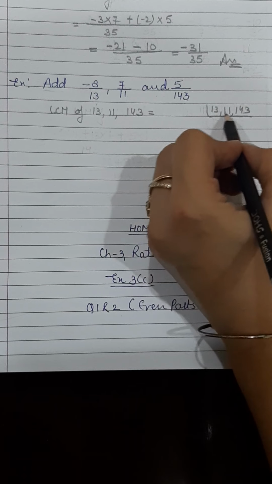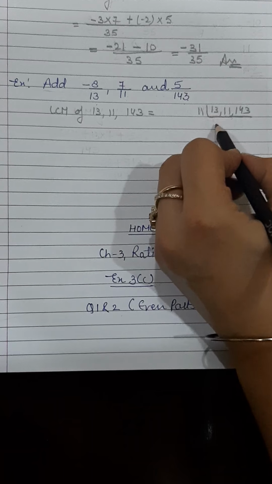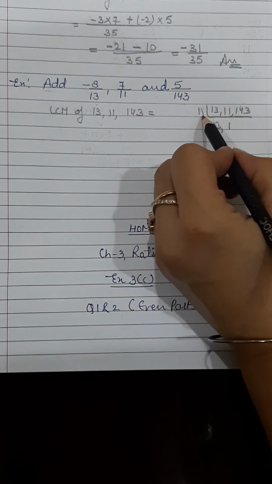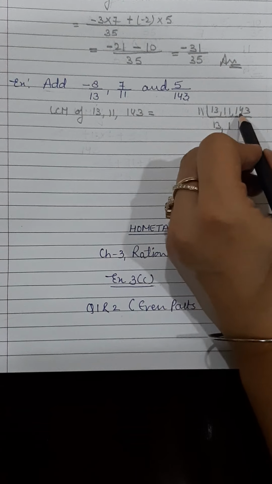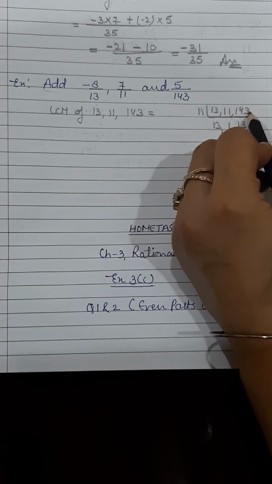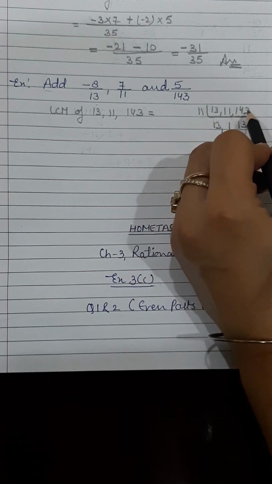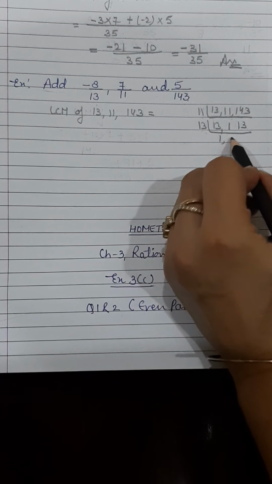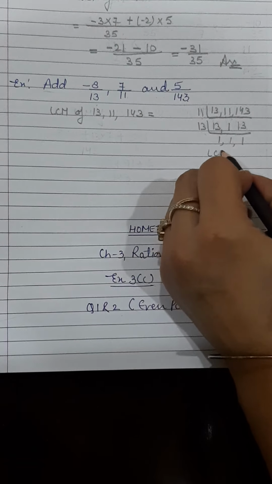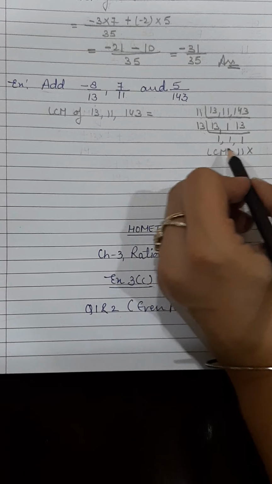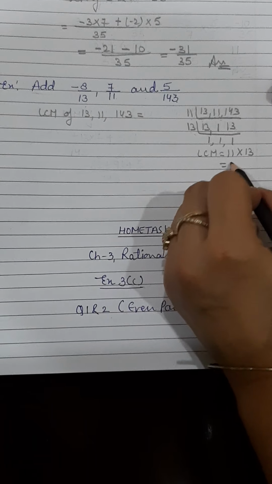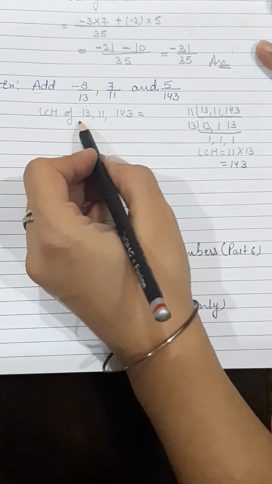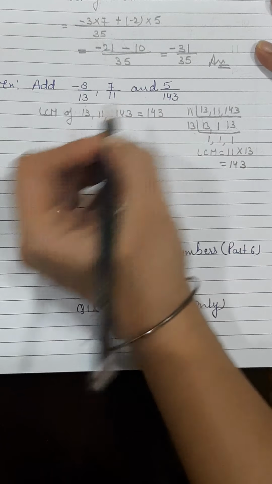First, by which number you have to divide first? 11. 13 remains the same. 11 ones are 11, and when you will divide 143 by 11, 13 will come. 11 ones are 11, then 3 will be left, 33, 11 3s are 33, right? So then by 13 you have to divide 1, 1, 1. So LCM will be 11 into 13. 11 into 13 is 143. Clear? So here LCM will be 143.